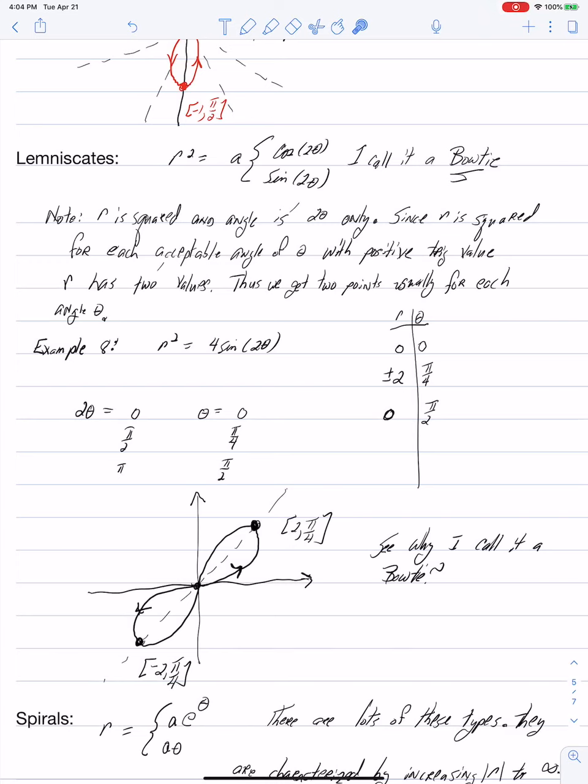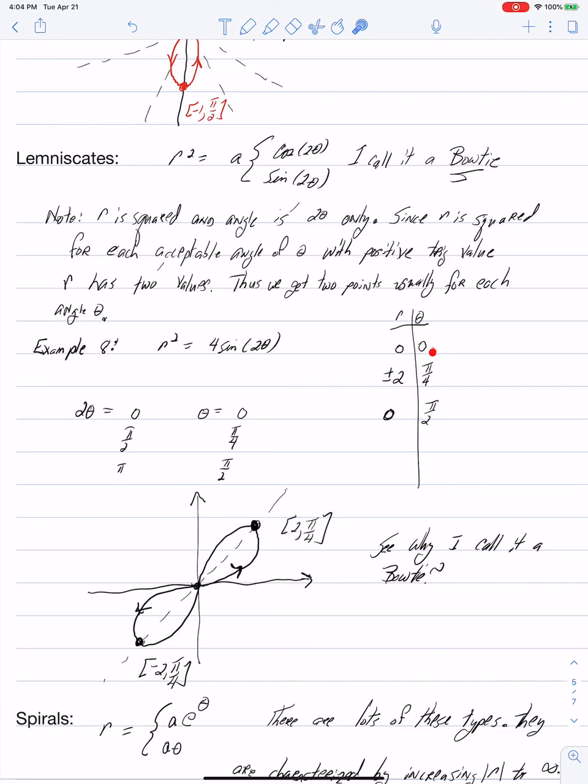Right? Again, what am I going to look at? Angles where a sine is largest, smallest, and 0. But I set the angle 2 theta equal to that. So 0, pi halves, pi. Theta then is half of each: 0, pi over 4, pi over 2. And so these are the points.